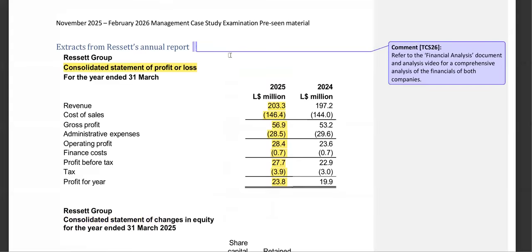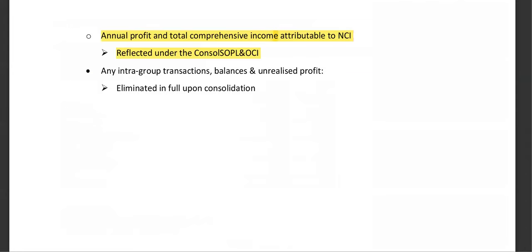This is how we will consolidate, but after the SOPL and OCI, statement of profit or loss and other comprehensive income, we will separately indicate the 25% shareholding, which will belong to 25% shares of the profits and other comprehensive income, which will belong to the non-controlling interest.